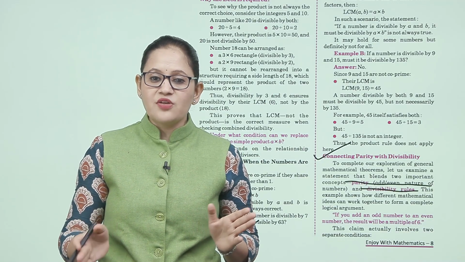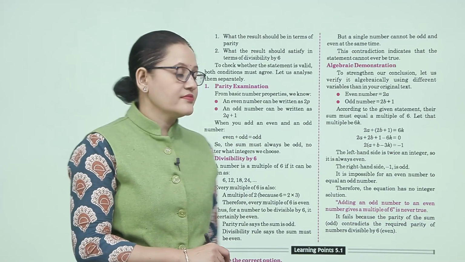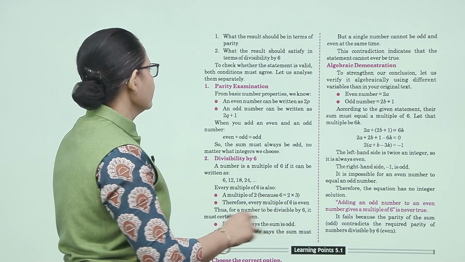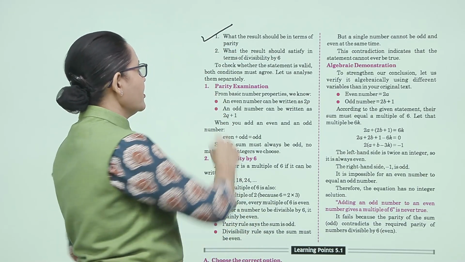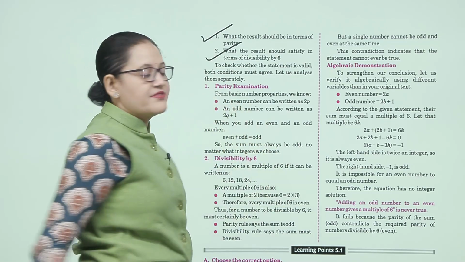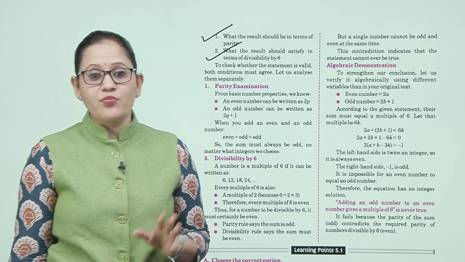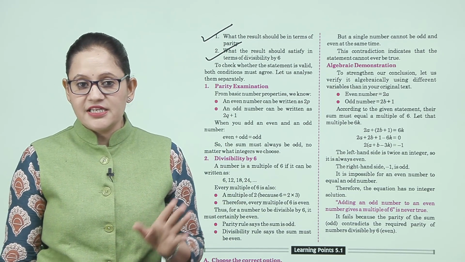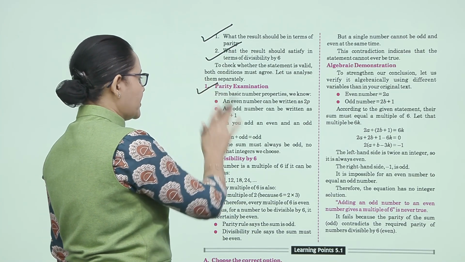This claim actually involves two separate conditions. What the result should be in terms of parity, and what the result should satisfy in terms of divisibility by 6. To check whether the statement is valid, both conditions must agree. Let us analyze them separately. First, we will check the parity.